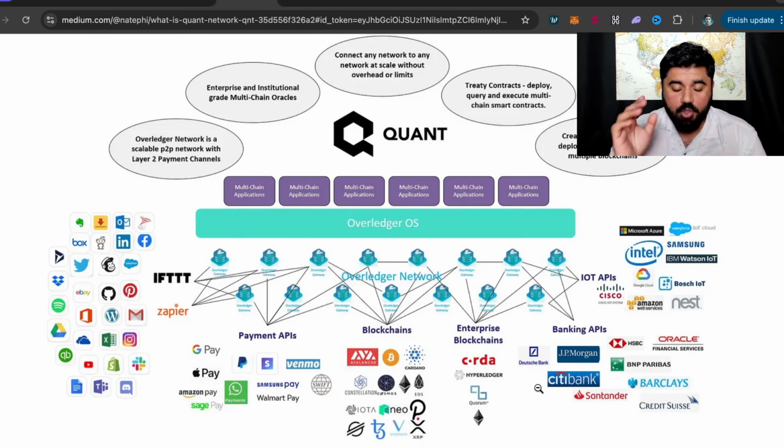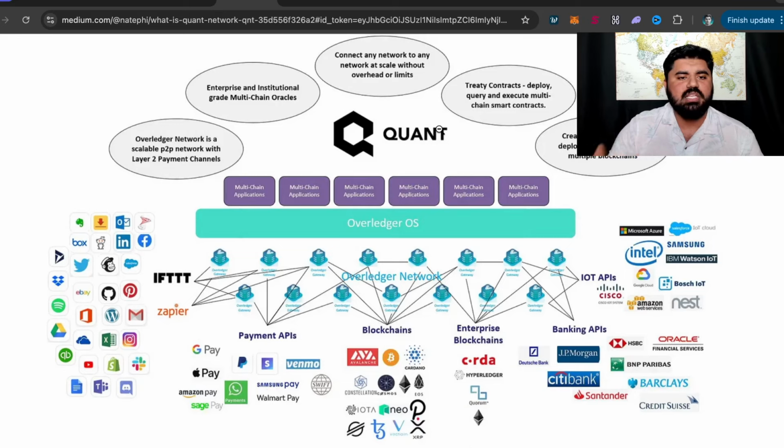So you can already see Oracle uses it. Then you have Citibank, Credit Suisse, Samsung, Intel, Microsoft. You have Salesforce, like I said before. Salesforce, Nest, Cisco. You have Instagram, Gmail, a bunch of these other applications that try integrating on the Overledger OS, which is the QNT OS system, the software, right? The network. So it's reputable. It's being used in the real world right now.